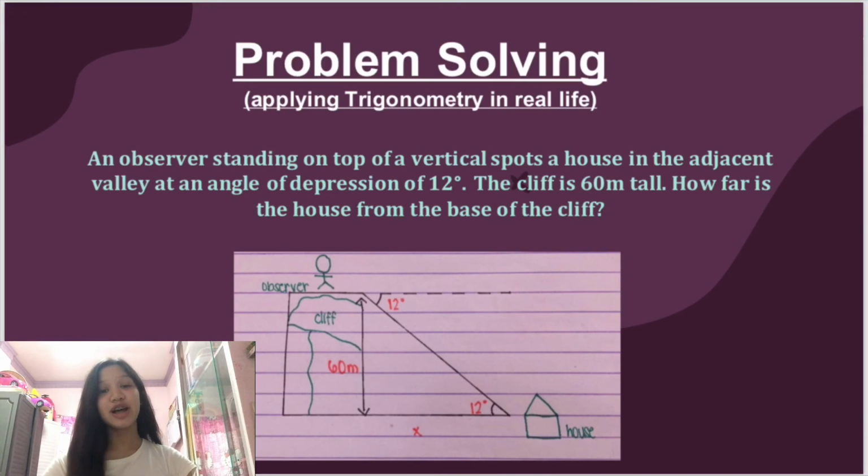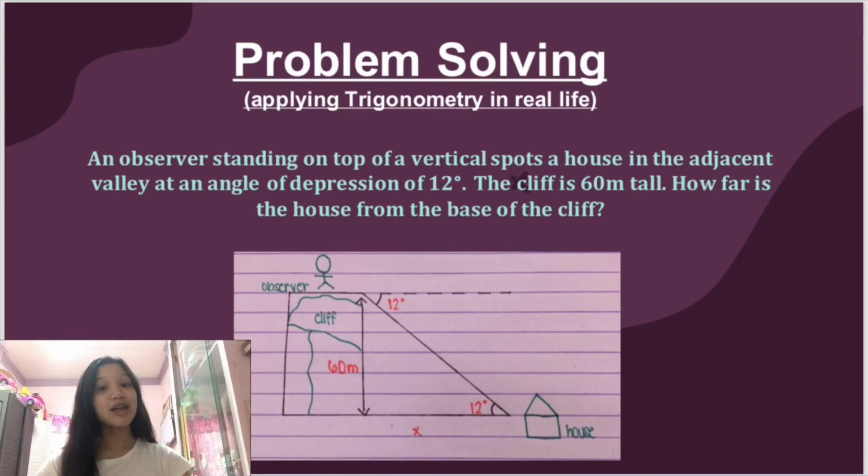So now that we're done solving that example, let's try to apply trigonometry in real life by solving this problem. An observer, standing on top of a vertical cliff, spots a house in the adjacent valley at an angle of depression of 12 degrees. The cliff is 60 meters tall. How far is the house from the base of the cliff?